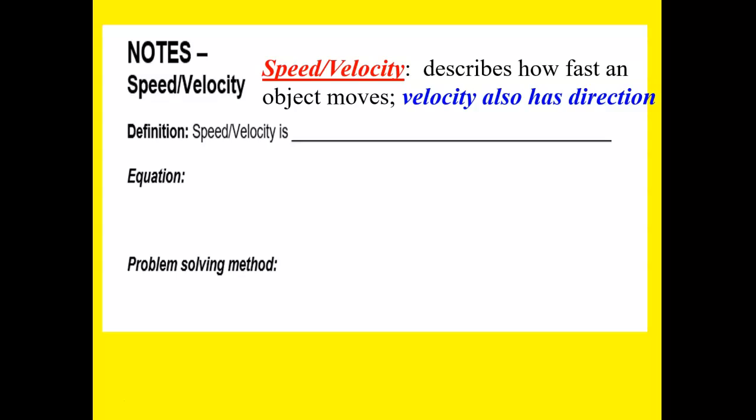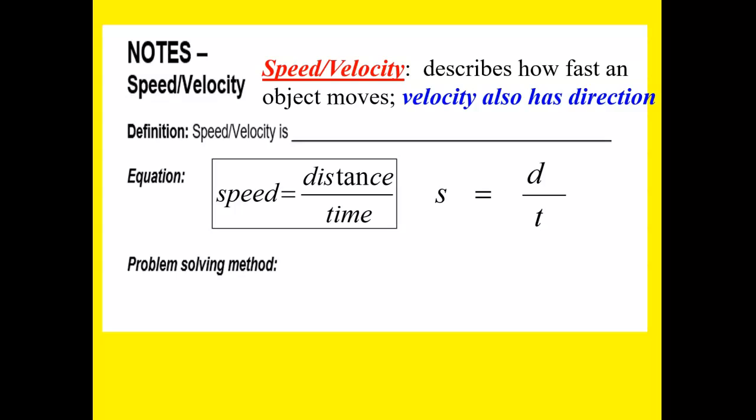The formula for speed or velocity, which you remember from the car lab, is speed is equal to distance over time. The abbreviation for speed is S, which again, you can interchange S for V for velocity, is always equal to distance D over time.